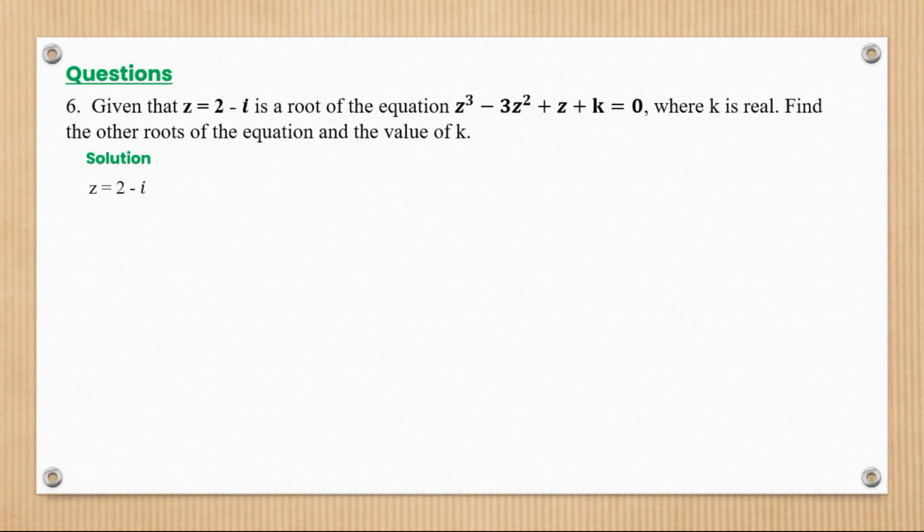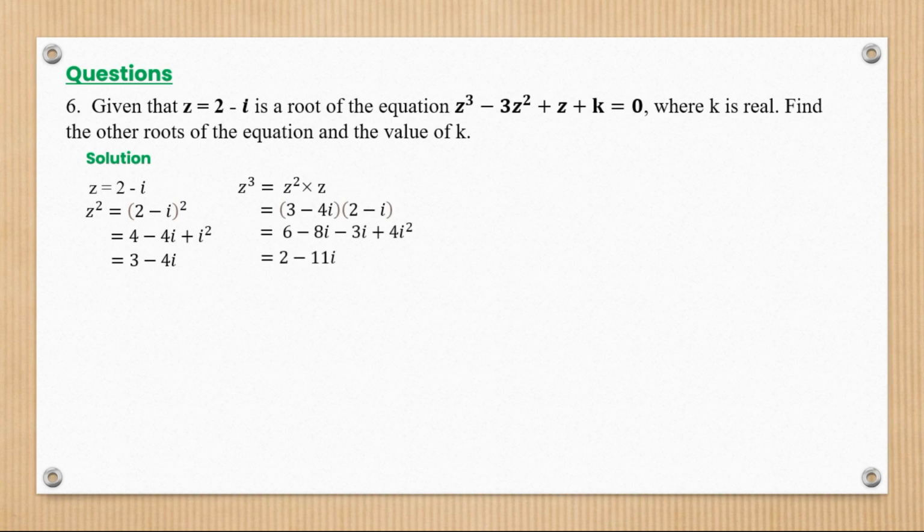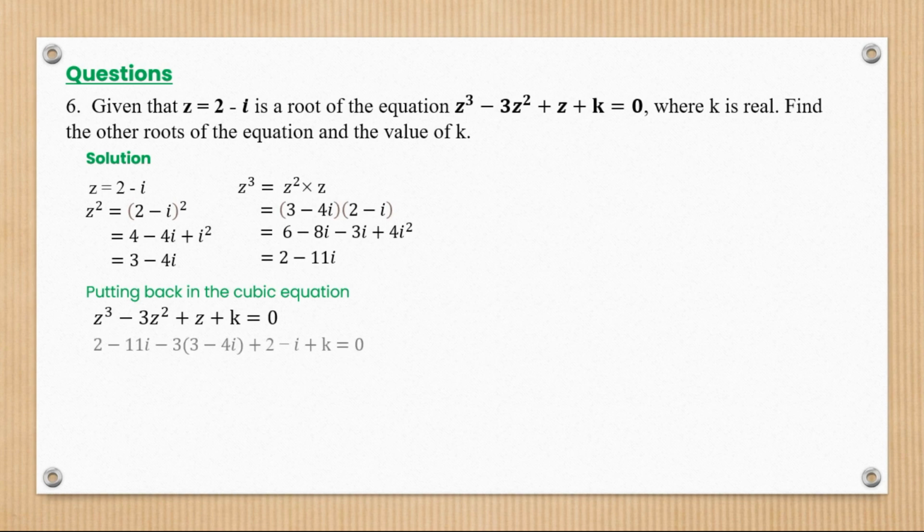We know that z is equal to 2 minus i. So therefore we can find z squared. z squared shall end up being 3 minus 4i. Then z cubed will be equal to 2 minus 11i. So putting this back in the cubic equation, we end up having that. So we've substituted the value of z squared and the value of z cubed. Then we've also substituted in the value of z, which is 2 minus i. So when we solve those and simplify, we end up having negative 5 plus k being equal to 0, of which now we can see that k is clearly equal to 5.